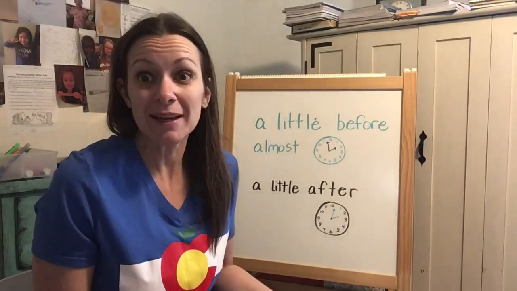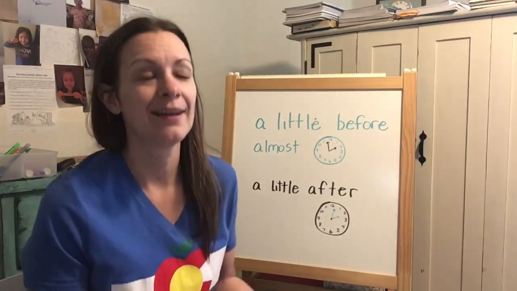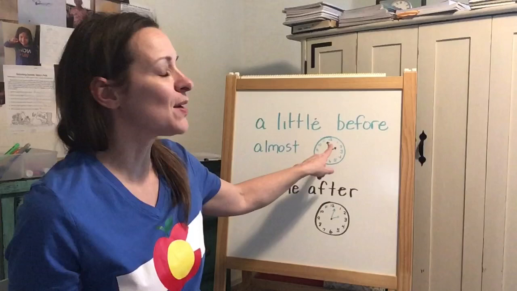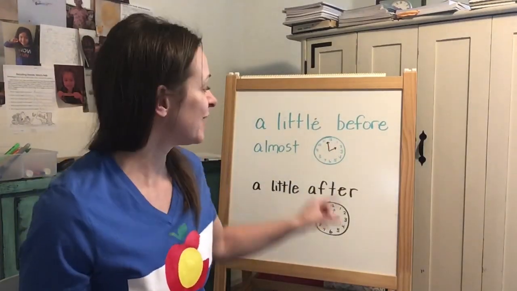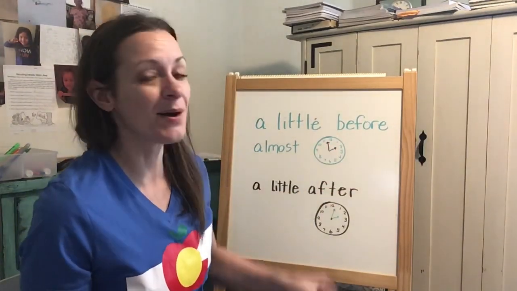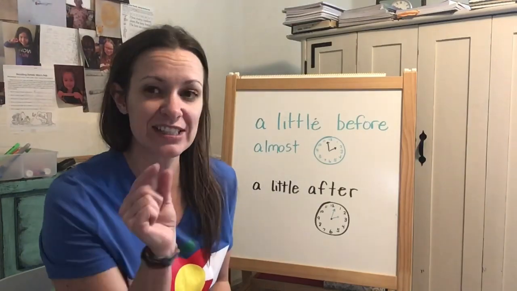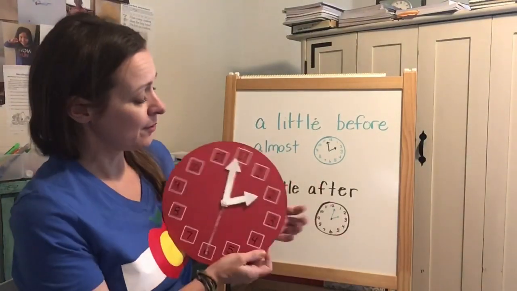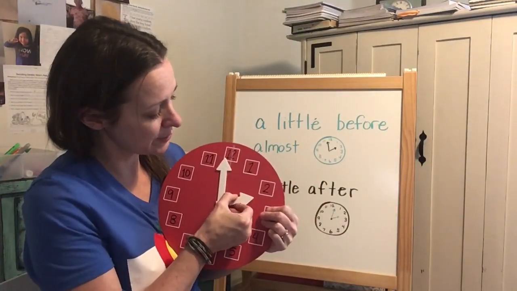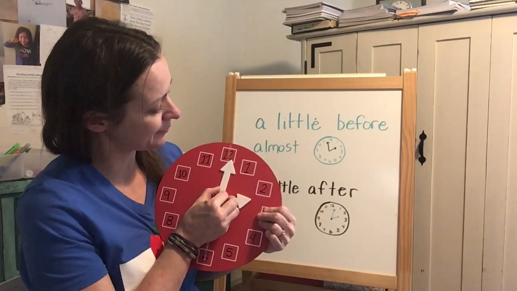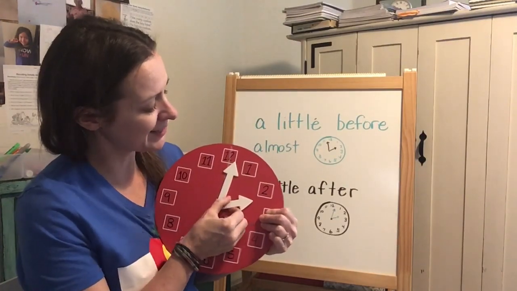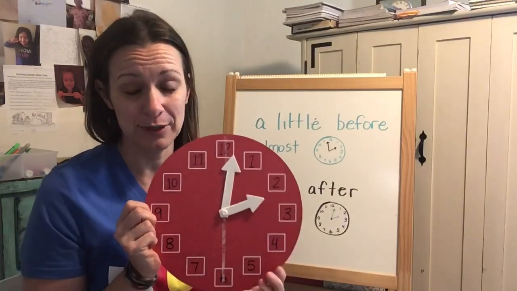Is it time to go home yet, Miss Darcy? Is it time to eat lunch yet? Oh, not yet. Look at the clock. It's almost. So that's one way that we can tell that it's almost time, or that it's just a little before. Now, as our clock moves, we're going to put it a little bit after. So now we can tell that it's a little bit after 2 o'clock.